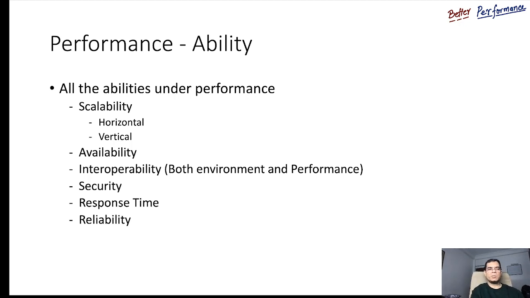Then there is the response time of the system, that is, how quickly it responds to any of the requests. Next is reliability, that is, how reliable your system is when more requests are coming and you are still able to deliver the same performance.